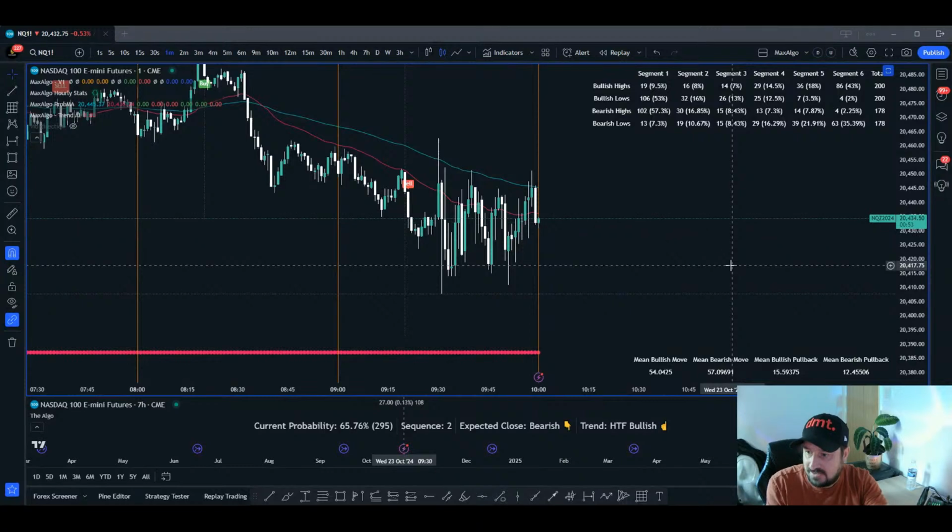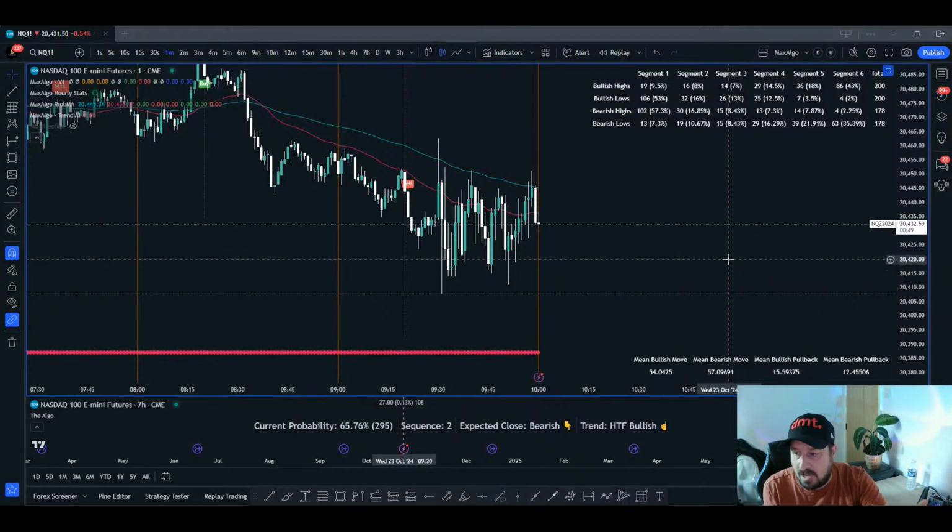Statistically, this is the right thing to do. If it's wrong, it's fine. But 70% of the time, I'll be right, because I'm trading with the statistics. I'm trading with the high probability. And that really helps a lot with your psychology.